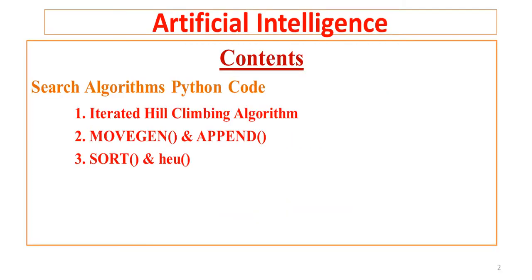The contents of this lecture are search algorithm Python code. So we'll see the Python code for iterated hill climbing algorithm. We'll also see the code for the sub algorithms or functions used in this iterated hill climbing algorithm. So these functions are moveGen function, append function. We'll also see the code for sort function and heuristic function.